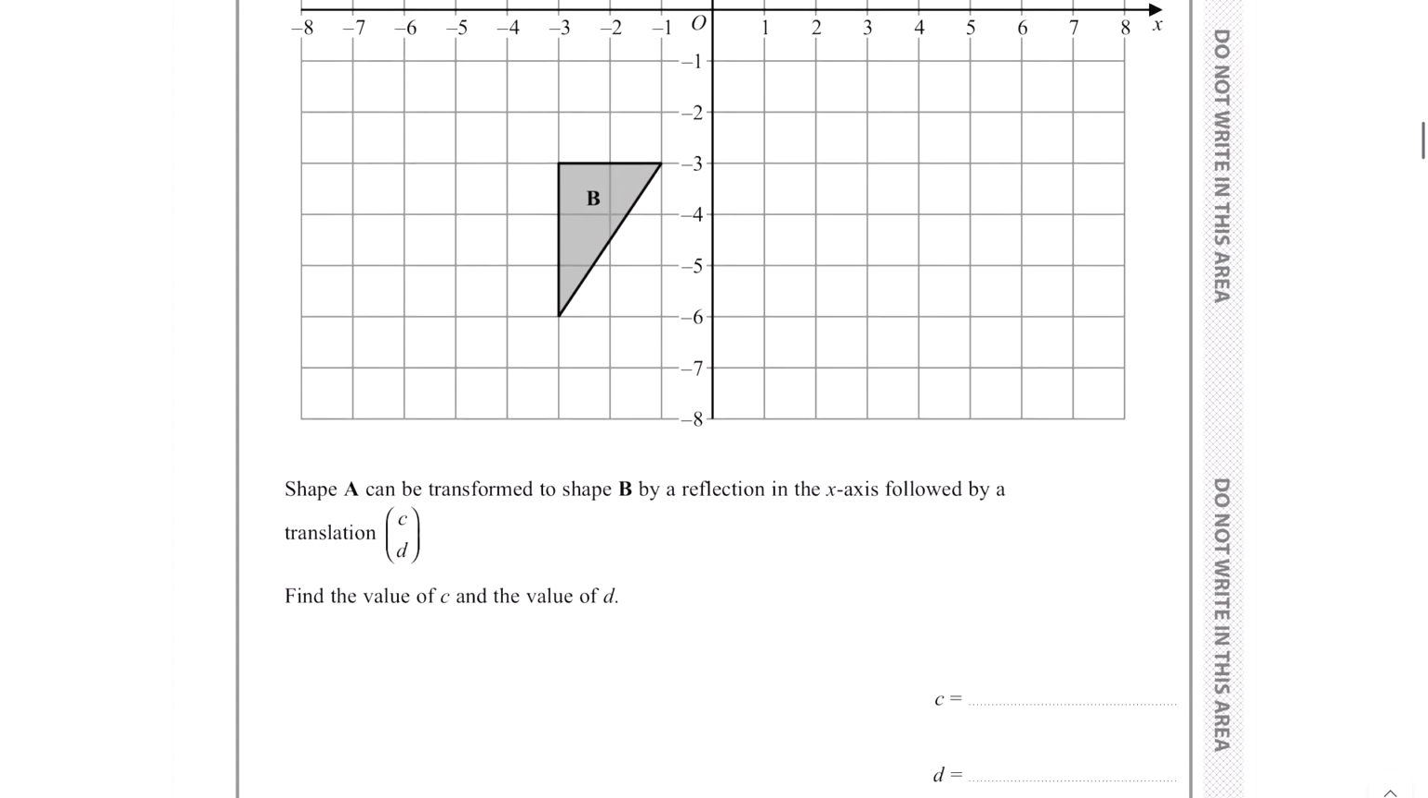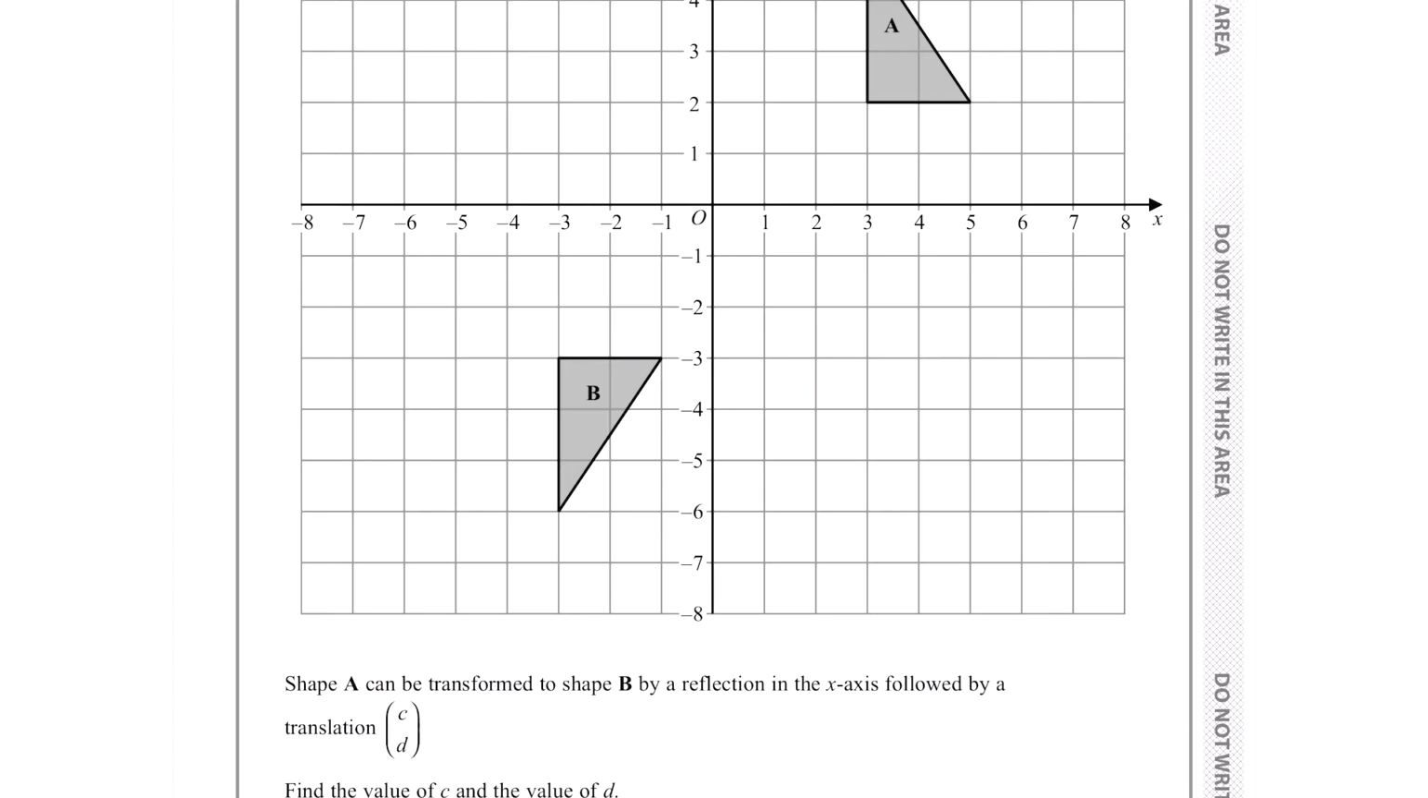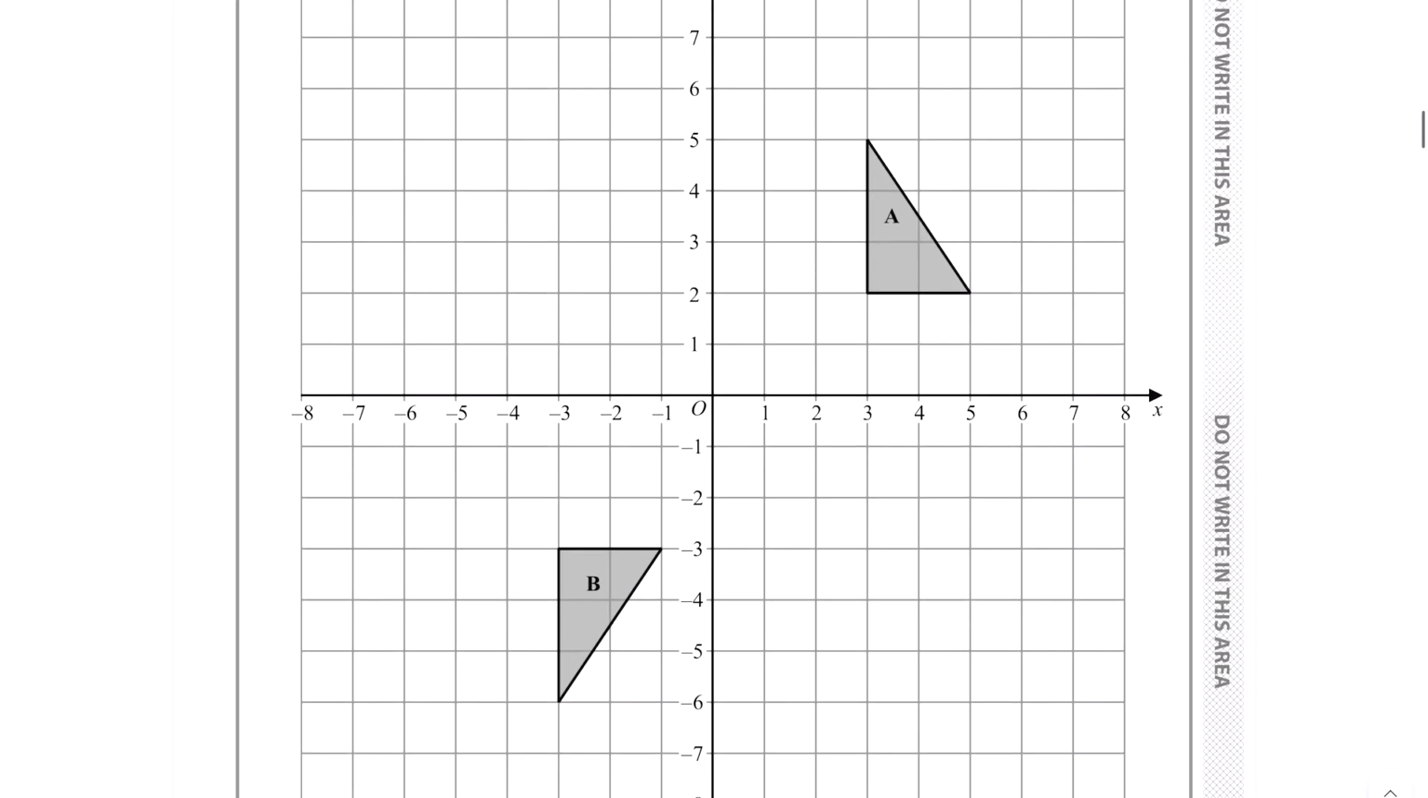It says shape A can be transformed to shape B by a reflection in the x-axis followed by a translation. So it's saying to go from A to B, we first reflect it in the x-axis, and then we perform some sort of translation to go that way. So step 1, we're going to reflect in the x-axis. The x-axis is this one.